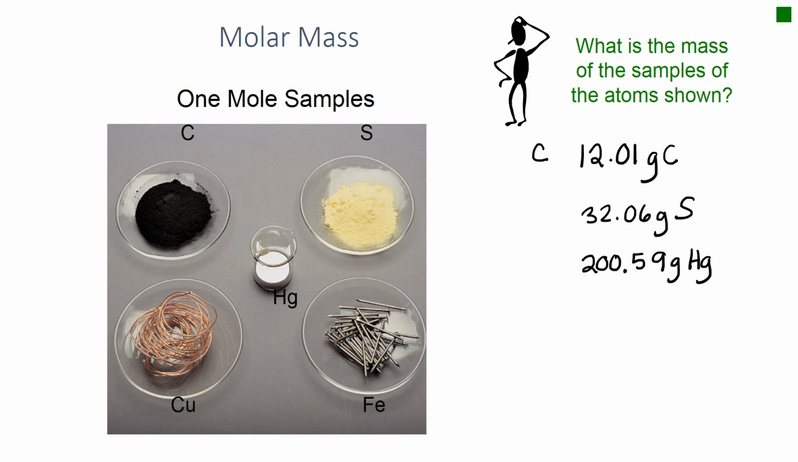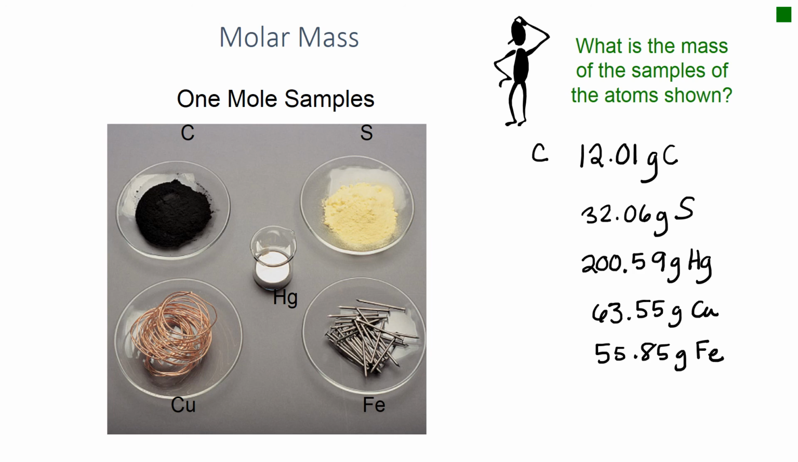Notice that it looks like a smaller amount, but because mercury is so heavy, it weighs a lot. And there will be the same number of atoms in all of these samples. Yes. So copper is 63.55 grams of copper, and iron is 55.85 grams of iron.